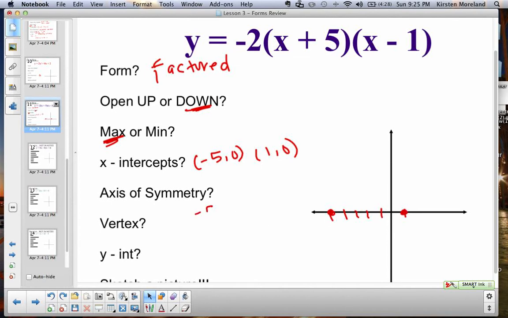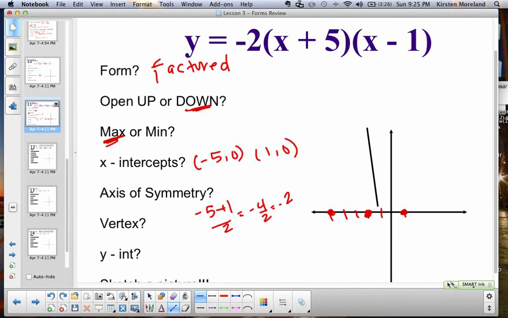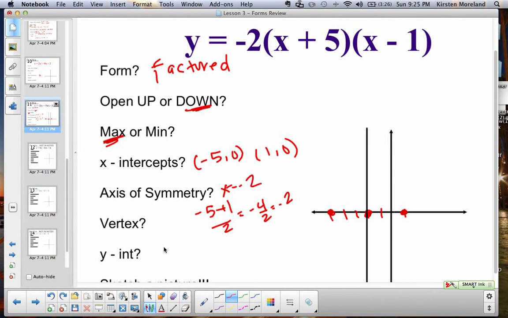is negative 5 plus 1 divided by 2, equals negative 4 divided by 2, which is negative 2. And again, I can use my fingers to get there and see that the middle is at negative 2. But again, this contraption that I'm writing on makes it difficult. As you can see, I struggle to draw parabolas. So there's our axis of symmetry. It's at x equals negative 2, which means our vertex has an x-coordinate of negative 2.